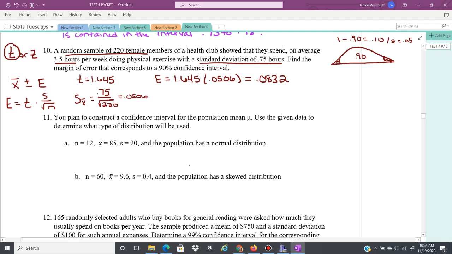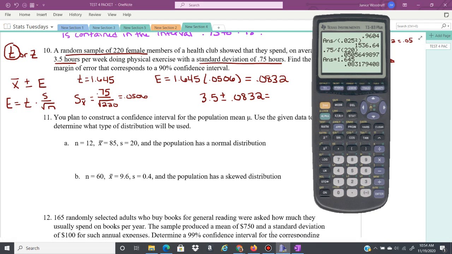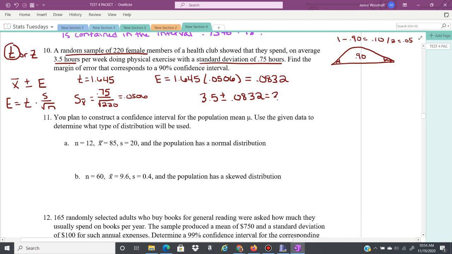Okay, and then finally for the confidence interval, we will do x bar plus or minus E. So our x bar is 3.5. We will do plus or minus 0.0832. So 3.5 minus gives us 3.4168. 3.5 plus gives us 3.5836. So we'll do 2 decimal places, 3.42, 3.58.